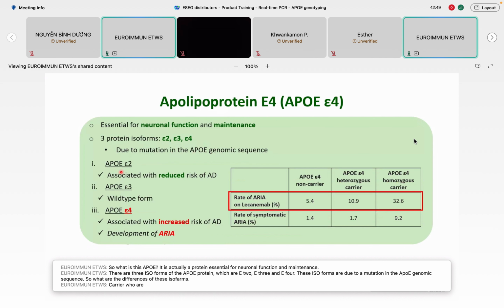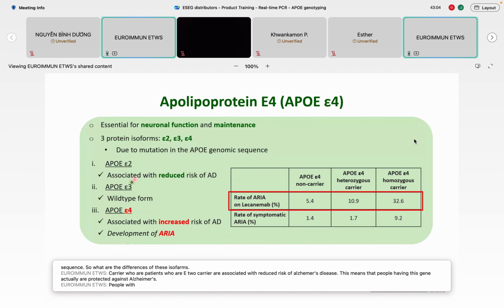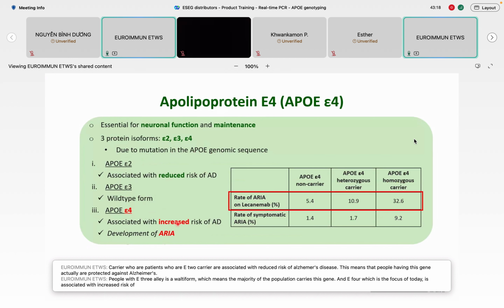Patients who are E2 carriers are associated with reduced risk of Alzheimer's disease. This means that people having this gene are actually protected against Alzheimer's. People with the E3 allele, the wild type form, which means the majority of the population carries this gene. And E4, which is the focus of today, is associated with increased risk of Alzheimer's disease, and it is also associated with the development of the side effect ARIA.